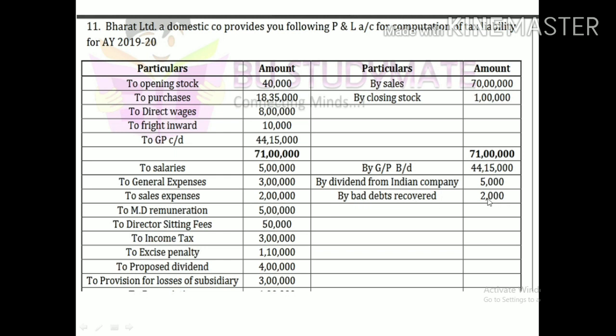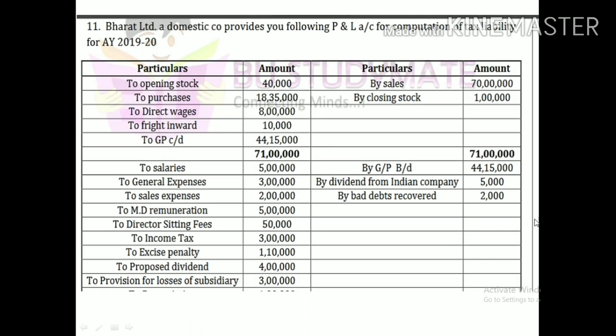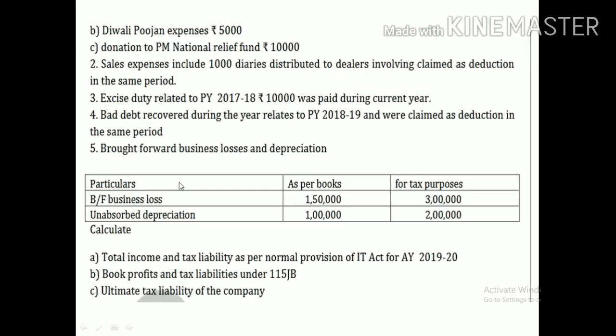Here bad debts recovered 2,000 is there. Please observe any information about the bad debts in the adjustment. Yes, we have an adjustment here, the fourth one: the bad debts recovered during the year related to the previous year 2018-19 were claimed as a deduction in the same period. So this wording is very important. Whichever bad debts we recovered, that is 2,000, this amount earlier we had taken as what?